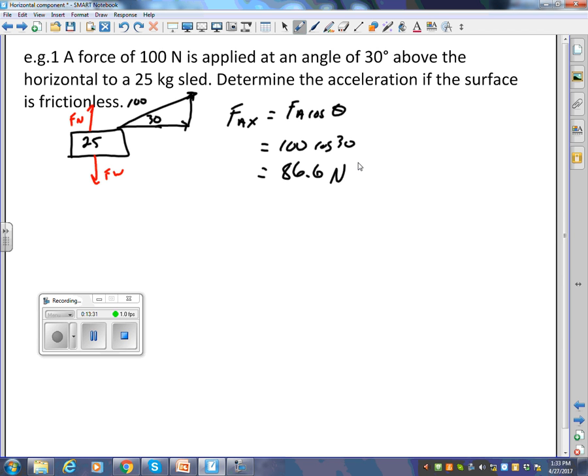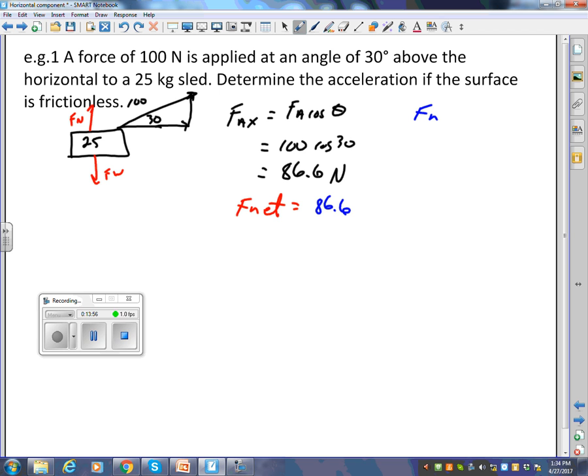So in other words, the FAX is really my F net, because the net force is simply the sum of all the forces. There are no other forces to add. What if there was? Then we're going to have to add them. We're going to have to insert that step there. I think the next problem shows that, Leo. Okay, so hold that thought.